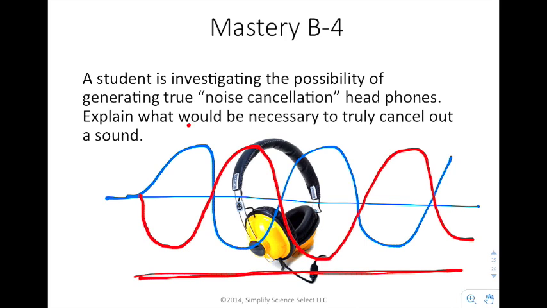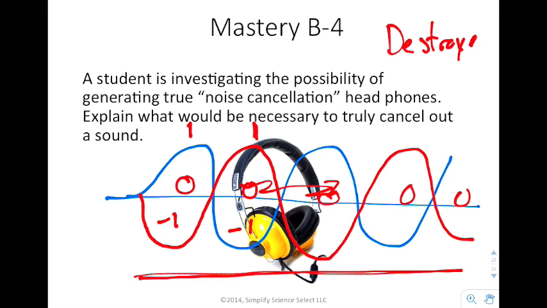Because if this is, say, 1 and this is -1, it cancels out to 0. If this is 1 and this is -1, it cancels out to 0. And so on. So it goes to 0, goes to 0, goes to 0. As a result of that, there is no sound wave. The sound wave has been canceled or destroyed. As a result of that, if the sound wave is destroyed, you can't hear it or detect it.